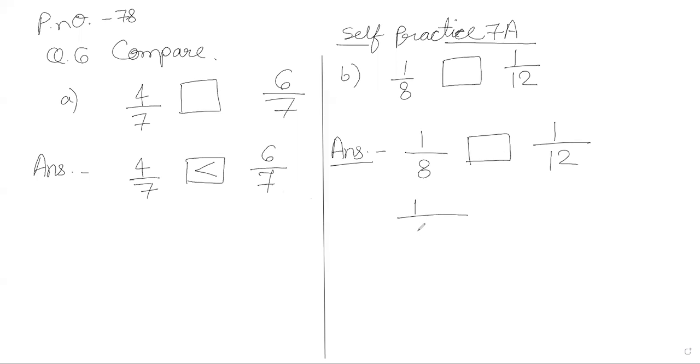What am I doing here? I am multiplying 8 with 12, and here I am multiplying 12 with 8. Now look at the left hand side, LHS side, look at the left side of the box. If you are multiplying 8 by 12, then what do you have to do to the numerator 1 also? You have to multiply by 12.